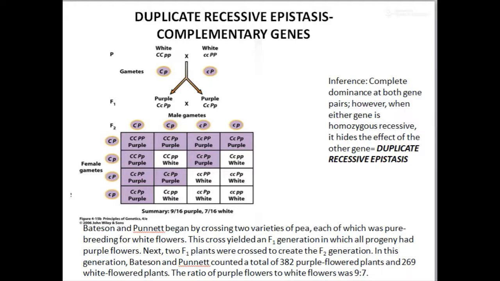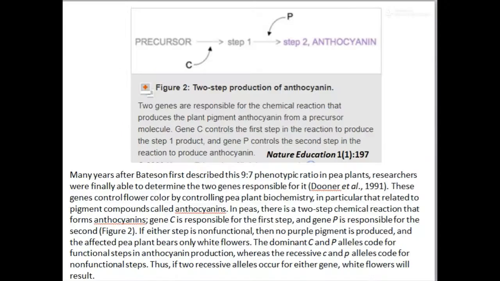Now, we have considered this as a complementary gene. So we will explore the molecular mechanism behind this: why sometimes you get white color and why you get purple color. The purple color of these flowers is mainly due to the presence of a pigment called anthocyanin, and this anthocyanin is mainly formed by a two-step production.